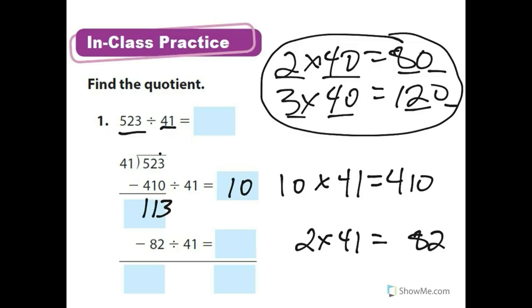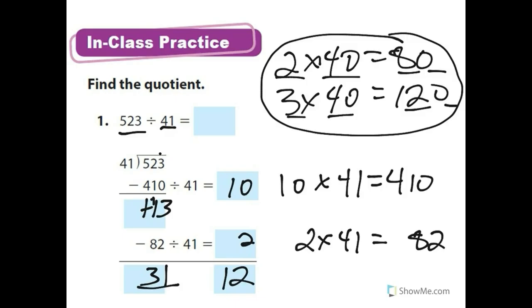So I'm going to put my 2 here. I'm going to subtract 82 from 113. So we got 1, and then 11 minus 8 is 3. So we've got 12 with a remainder of 31. How do I know I'm done?